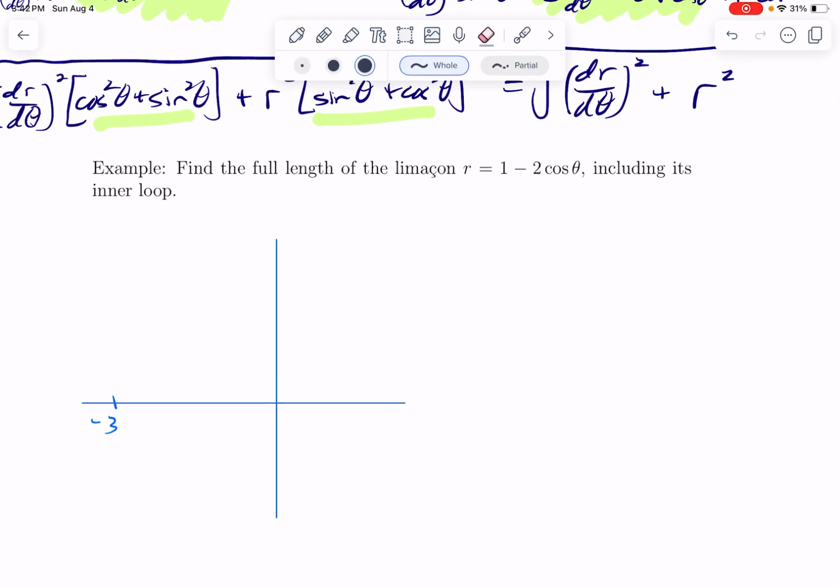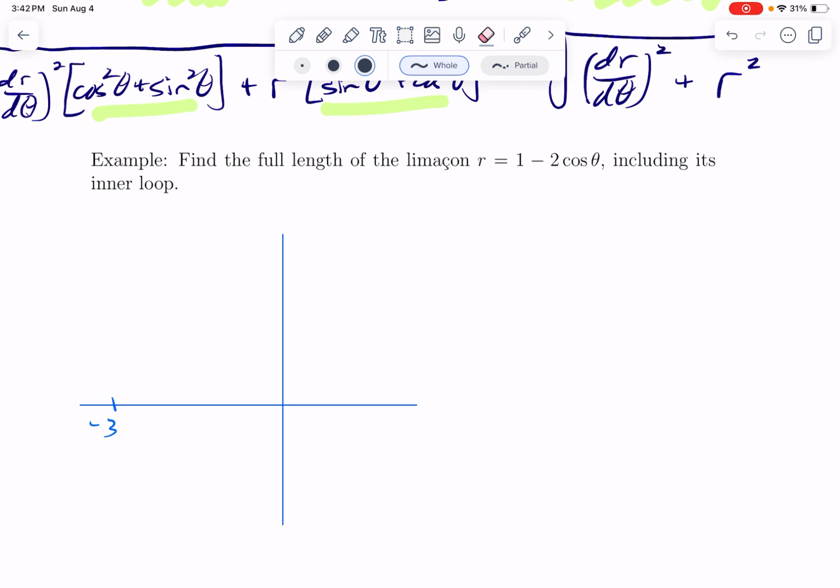Here's what's actually happening. If you plug in 0, so let's experiment a little bit. If theta equals 0, then r equals 1 minus 2 times cosine of 0, which is 1 minus 2, which is negative 1. Okay, so that's actually where we are right away. Then as we move through the first quadrant, we start with some negative values of r. So we're going backwards. Backwards in the first quadrant actually draws it in the first quadrant.